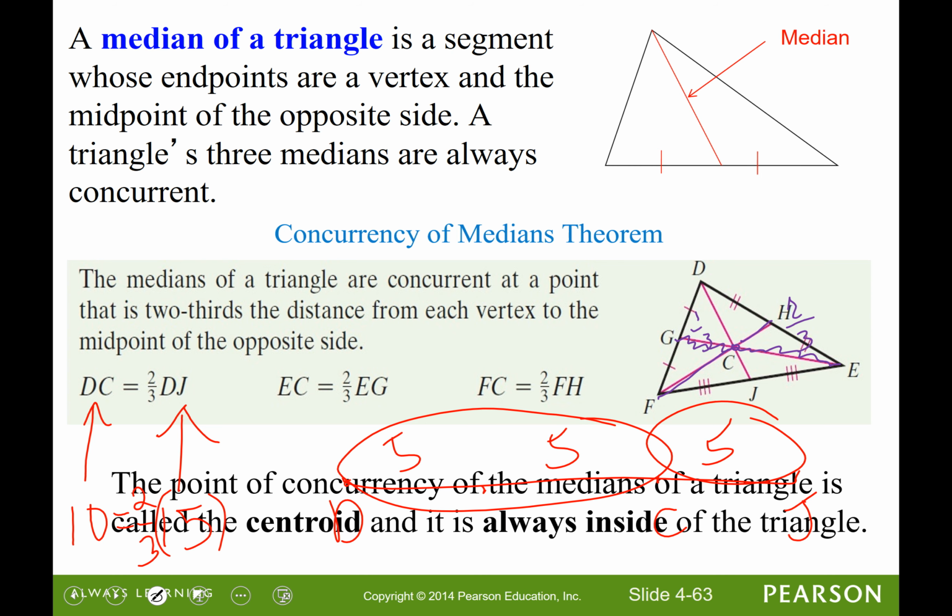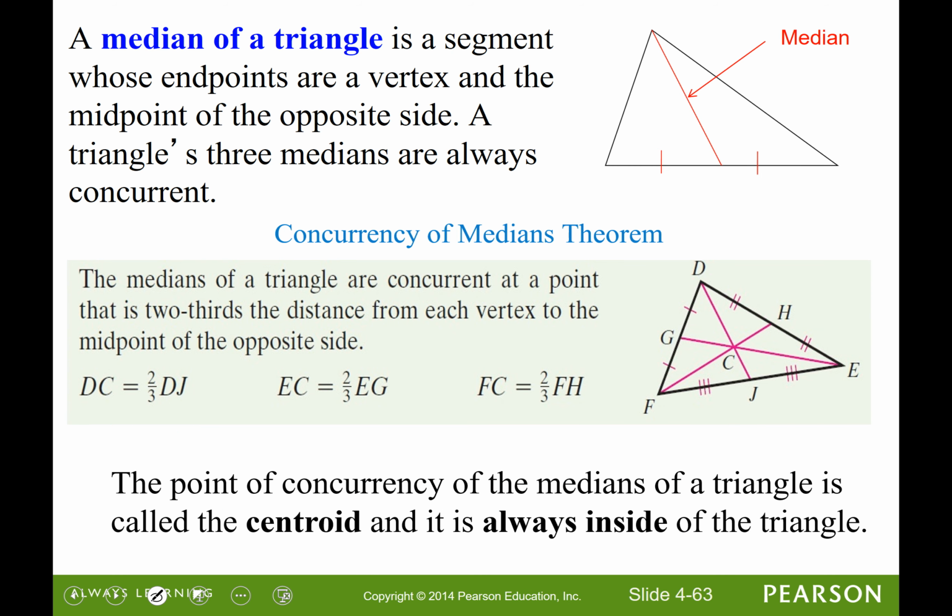All right, let's try to work with that. The point of concurrency of the medians of a triangle is called the centroid, and it is always inside of the triangle.